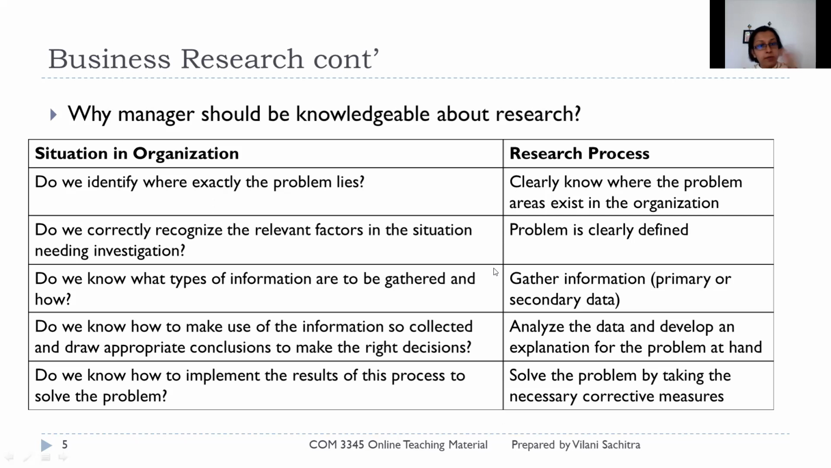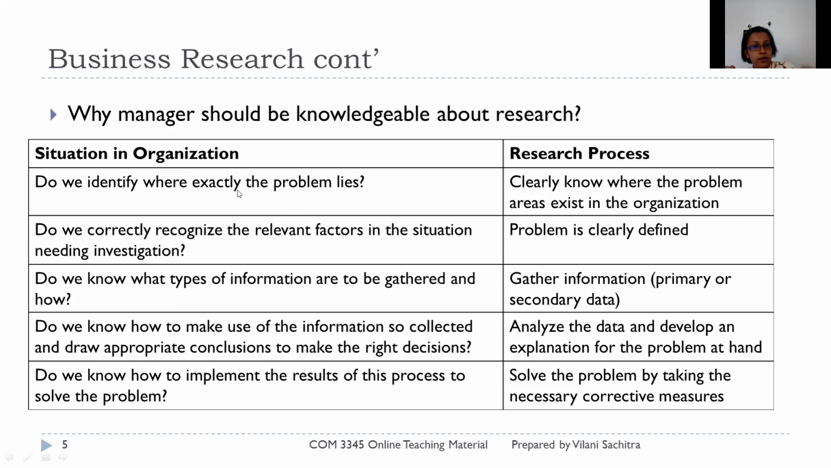Right? So situation in organization, I have two aspects, right? Two columns. One column gives the situation, that is the present scenario of the organization, and how it's going to apply to the research process. I told you research is a process. That's why we call it a scientific approach, systematic approach, right?